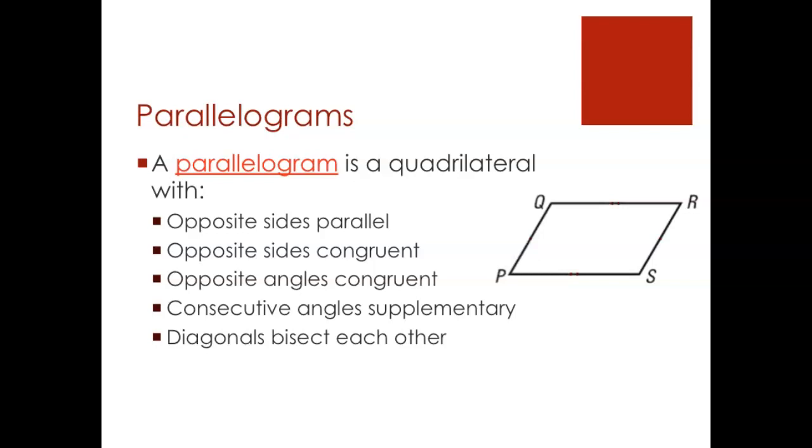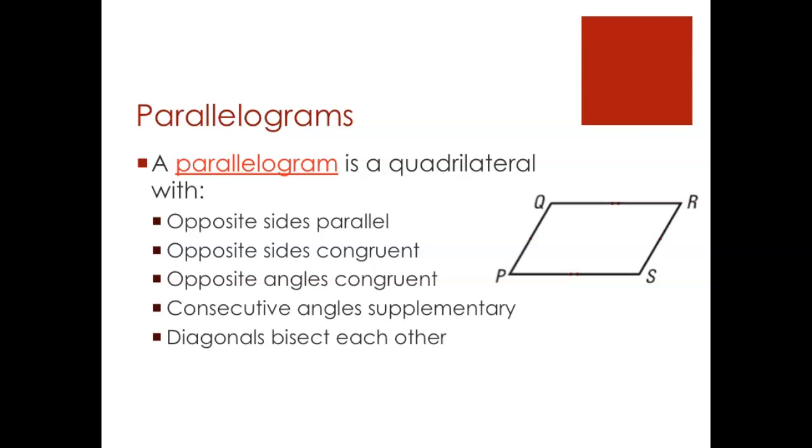Q and angle S. Consecutive angles are supplementary, that means angles that are next to each other, so not the opposite angles, are supplementary. So P and S are supplementary, so they will add to 180 degrees. S and R are supplementary, and so on.